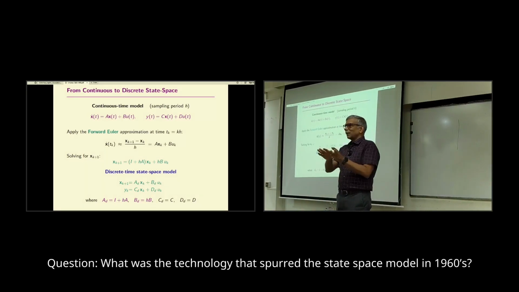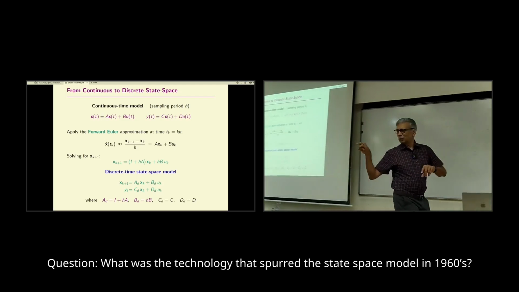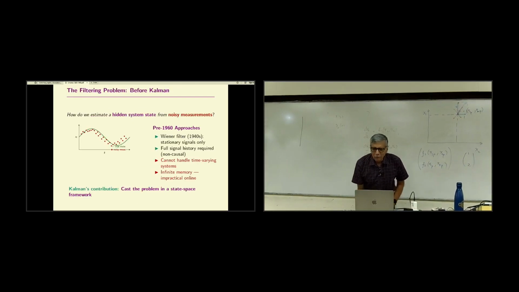Multiple inputs, multiple outputs, perfect. But what was the technology that spurred state space models? Okay, I'll just show you one slide, then you can. Okay, let's maybe not look at this right now. What came in the 1960s? What was the technology that became rapidly popular from the late 1950s and 1960s?